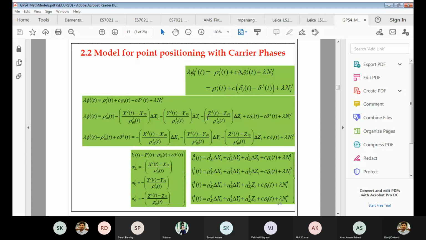Now again, just think in that direction and observe what is L, what is Ax, what is Ay, what is Az, and similarly for a set of four satellites you can form the equation.